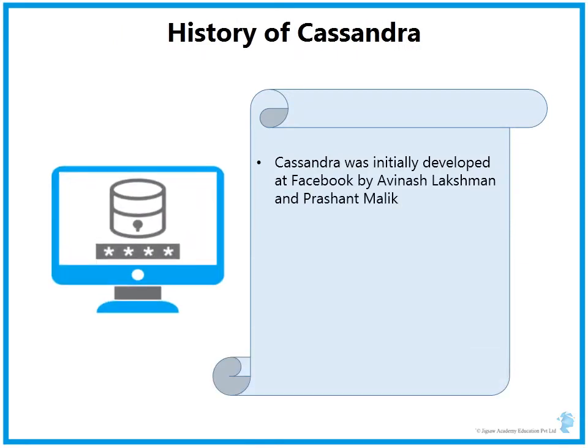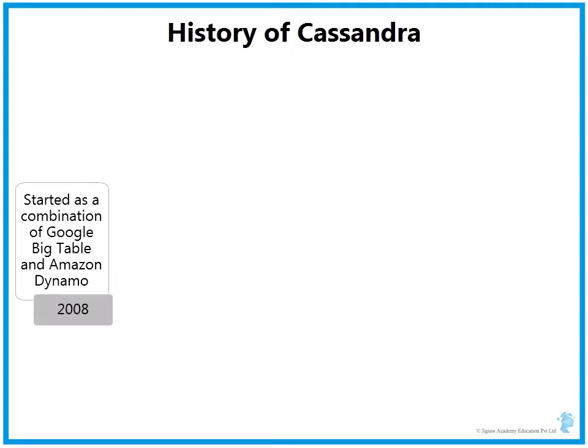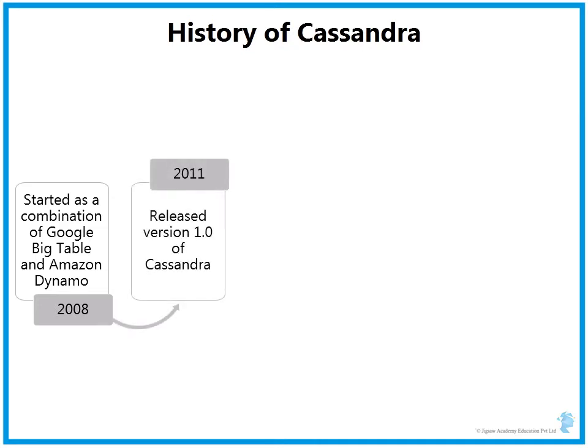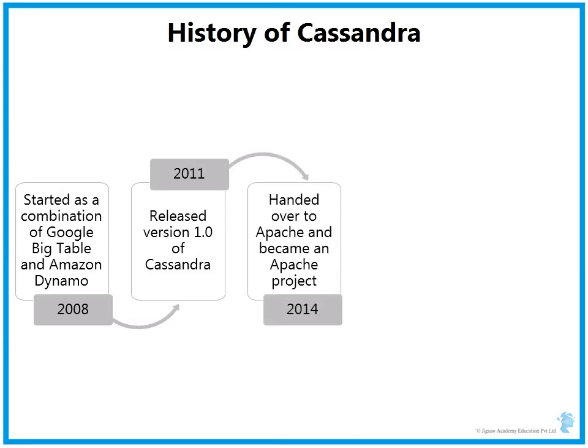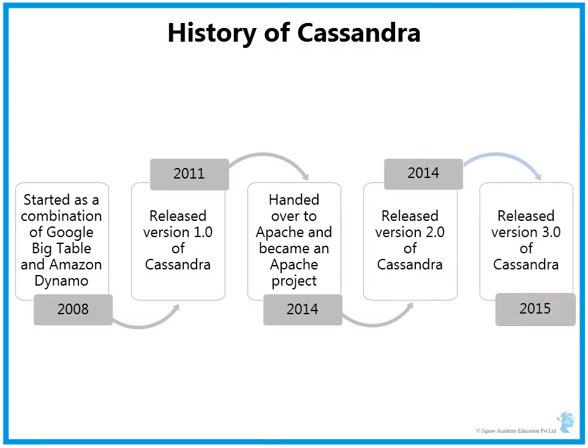Cassandra was initially developed at Facebook by Avinash Lakshman and Prashant Malik. It was created to help in their inbox searching. Facebook developers named their database after the Trojan mythological prophet Cassandra. Cassandra was started in 2008 as a combination of Google Bigtable and Amazon Dynamo. Version 1.0 of Cassandra was released in 2011. It was handed over to Apache and became an Apache project in 2014. In 2014, version 2.0 was released and version 3.0 in 2015. In the next screen, we will look at Cassandra features.